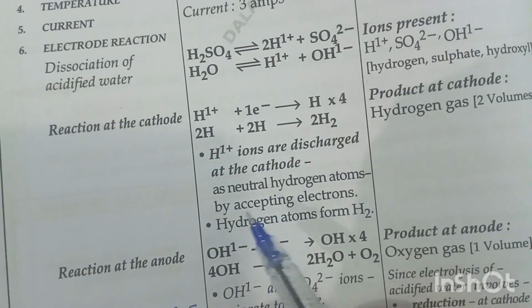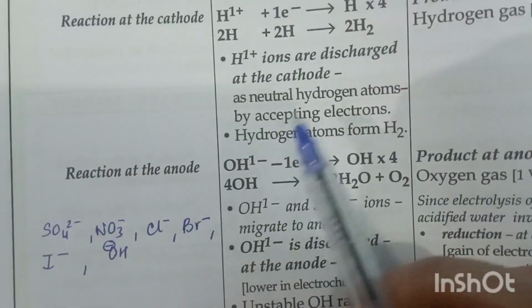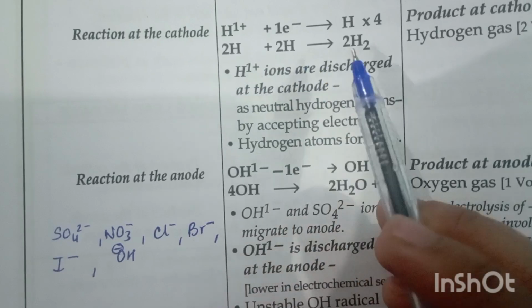Hydrogen ions are discharged at the cathode as neutral hydrogen atoms by accepting electrons, and the hydrogen atoms form H2, that is hydrogen gas. Two hydrogen atoms react with each other and form hydrogen gas.